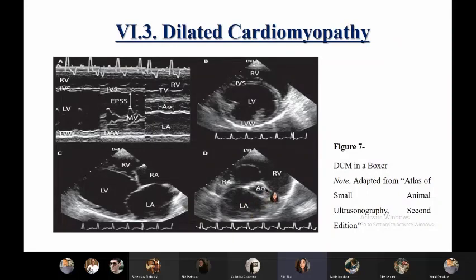This indicates heart failure. On M mode, we can see that the space between the left ventricular wall and the interventricular septum is increased, indicating that there is a dilation. And interestingly here, the endpoint septal separation is also increased because the endpoint of the mitral valve is further away from the interventricular septum, leading to an increase of this space.